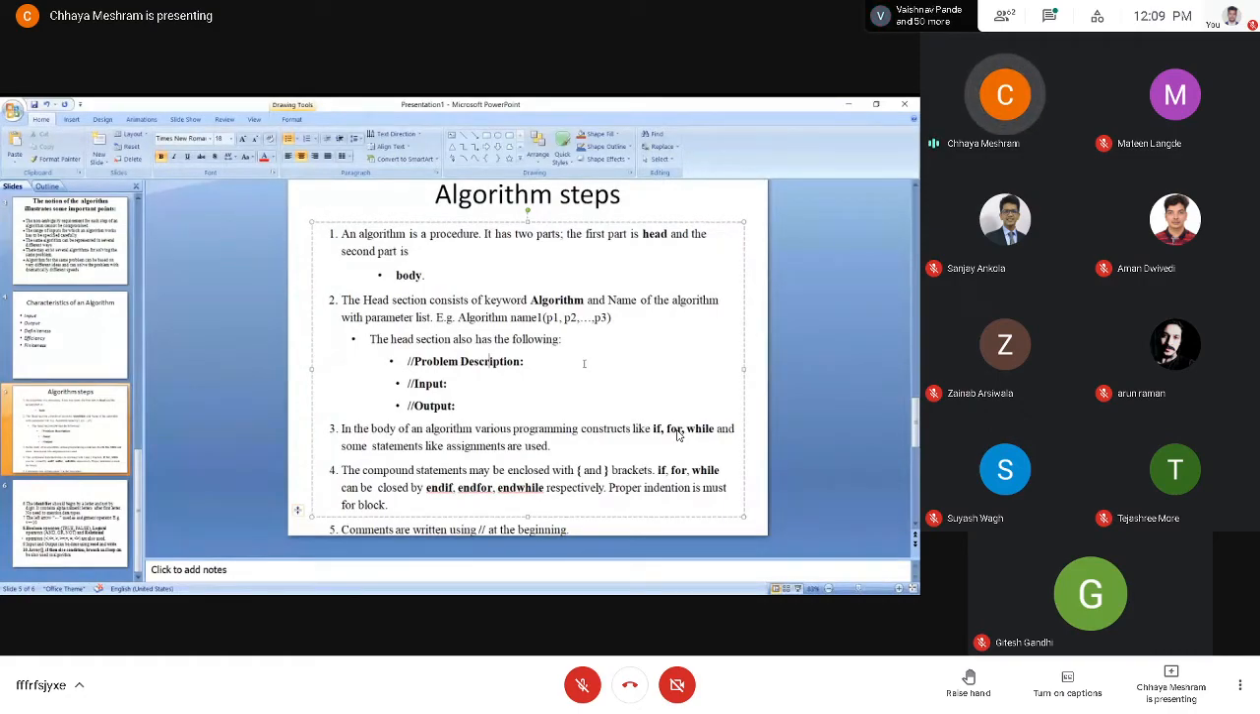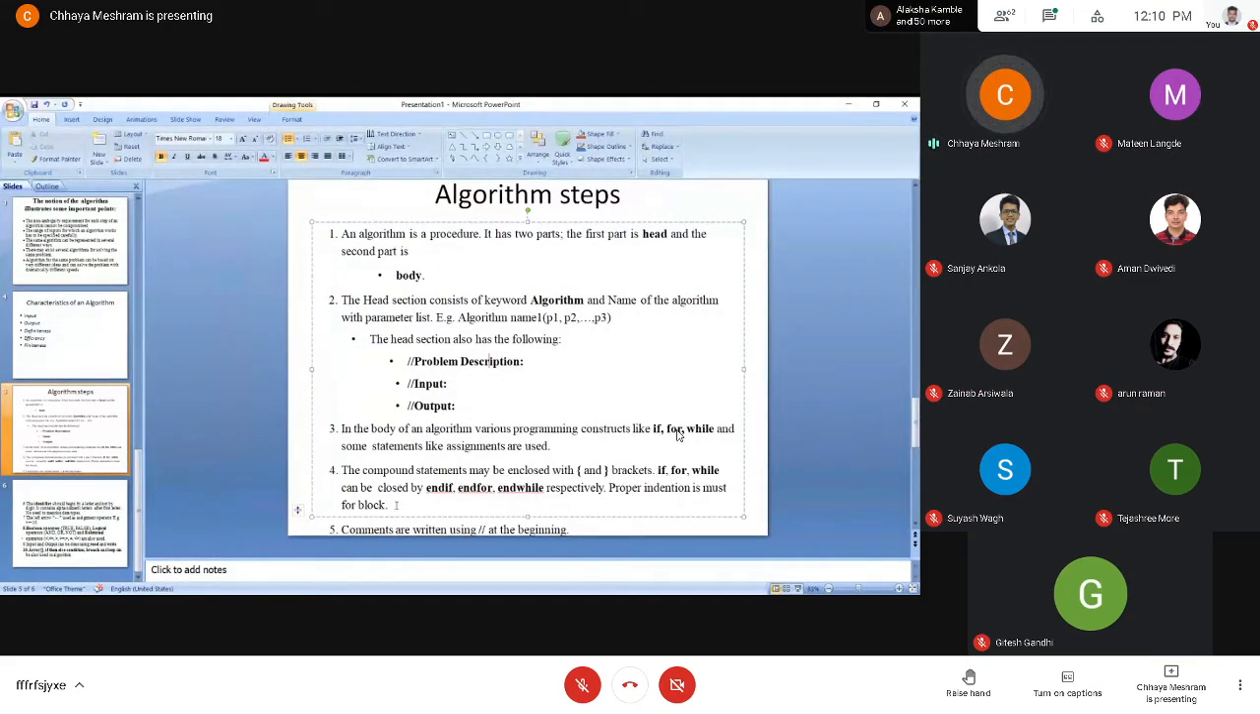In the body of an algorithm, we can use various programming constructs like if, for, while, and statements like assignments. The compound statement may be closed with curly brackets, or we can use end if for if, end for for for, and end while for while, respectively.